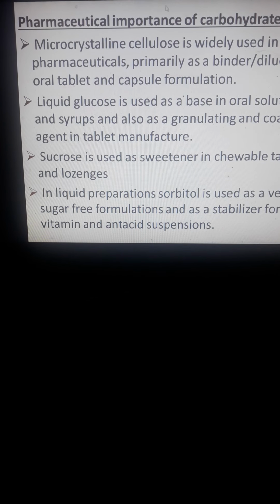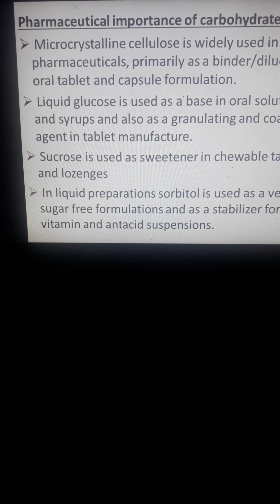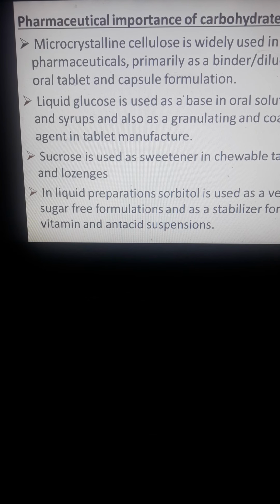For pharmaceutical importance, microcrystalline cellulose is used as a binder or diluent or inactive ingredient. They belong to inactive agents in oral tablets and capsule formulations. Binders and diluents add to the bulkiness of the pharmaceutical preparation, especially tablets. They are preservatives, lubricants. Liquid glucose is used in the base of oral solutions and syrups, as a stabilizer. In tablets, it is used as a granulating or coating agent in tablet manufacture.